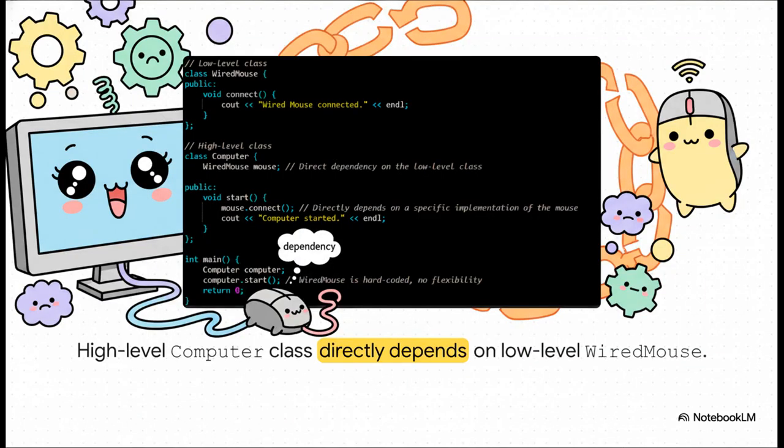We have a high-level computer class, but notice what it depends on. It is hardwired to a very specific, very low-level thing, a wired mouse. The computer's main logic is directly tangled up with a specific implementation detail. We call this tight coupling.